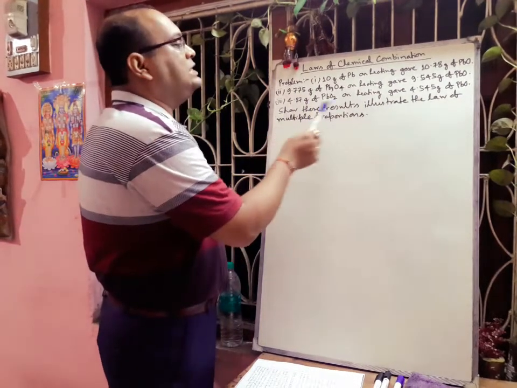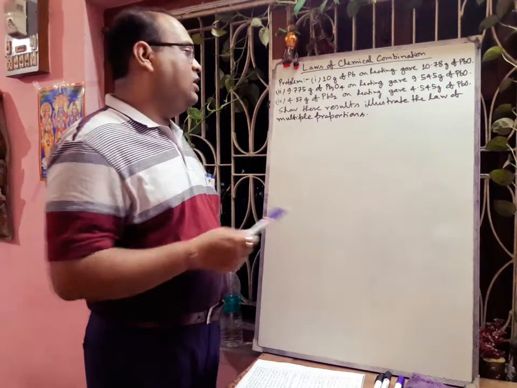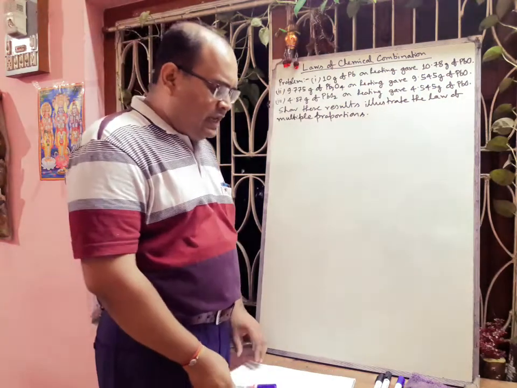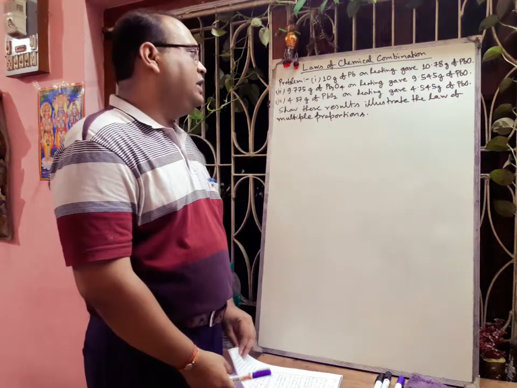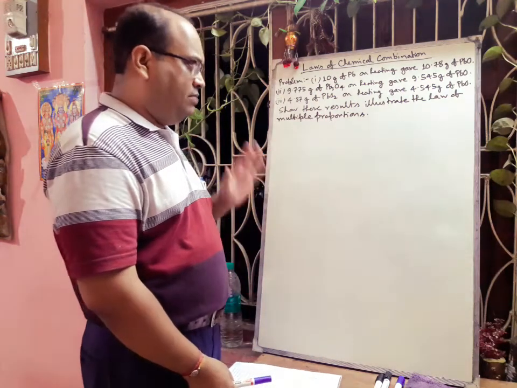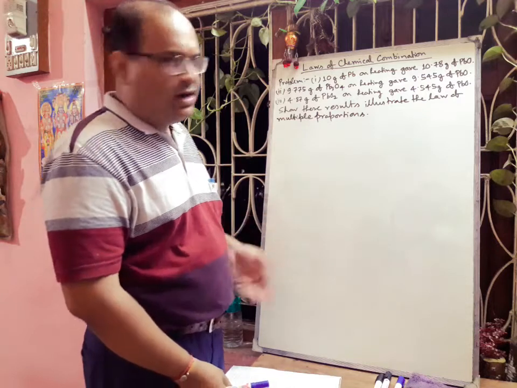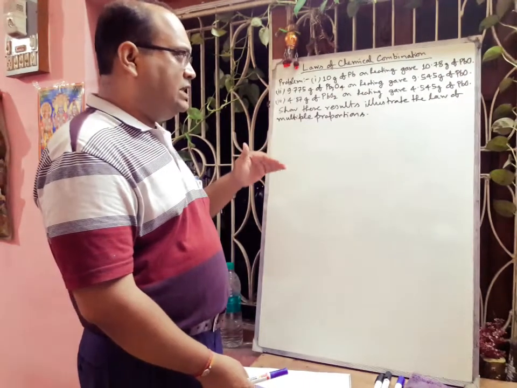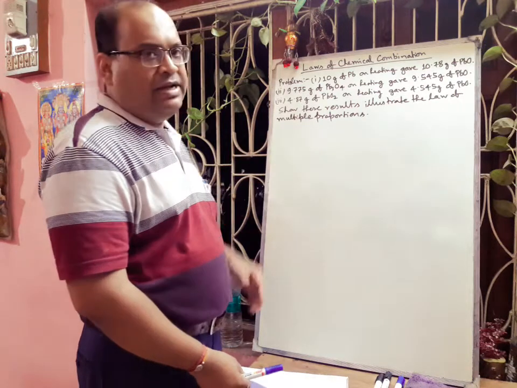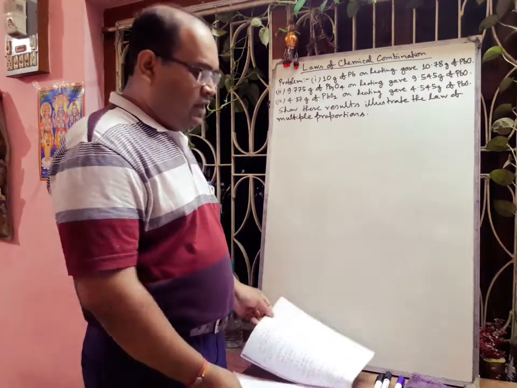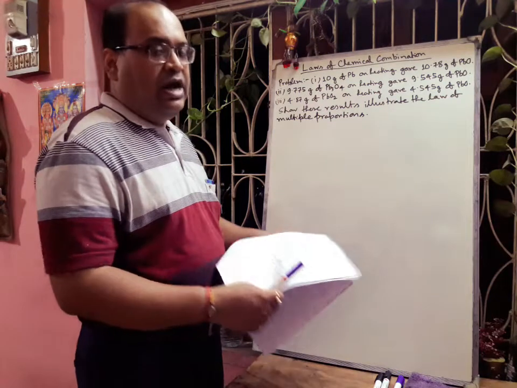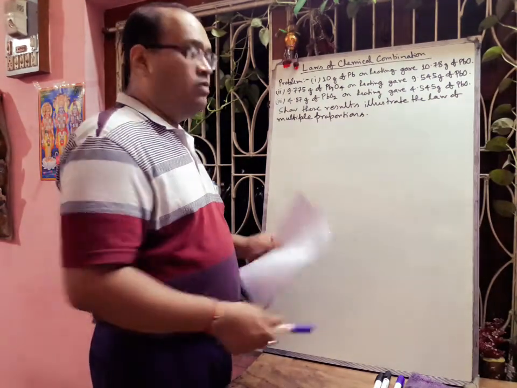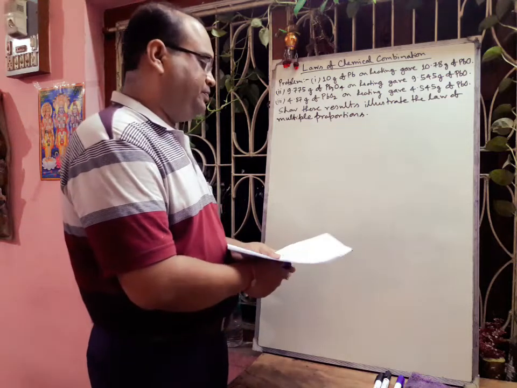Now, these results illustrate the law of multiple proportion. So here, in each case, we have to take one exact value of lead. We are taking 1 gram. In 1 gram lead, how much oxygen of the different compounds is combined, that we have to check. Then we will take their ratio and check whether it is a simple whole number ratio or not.